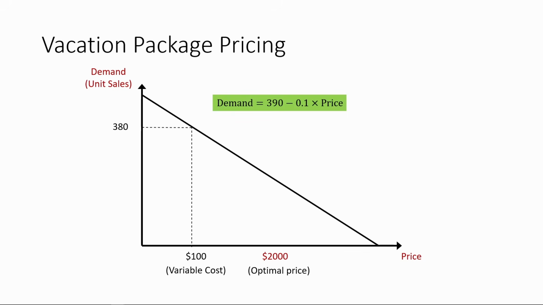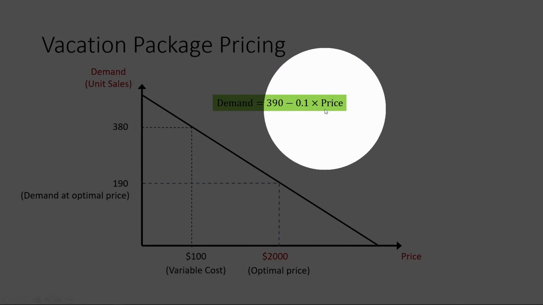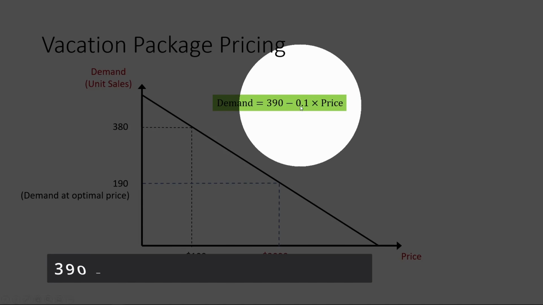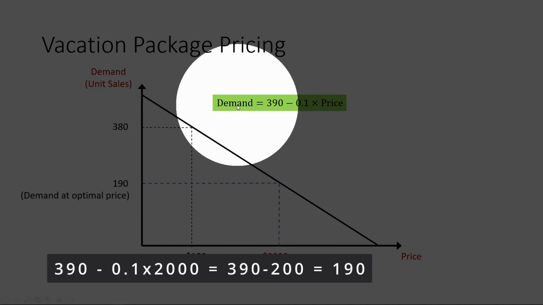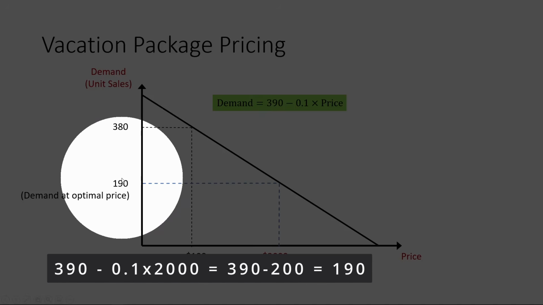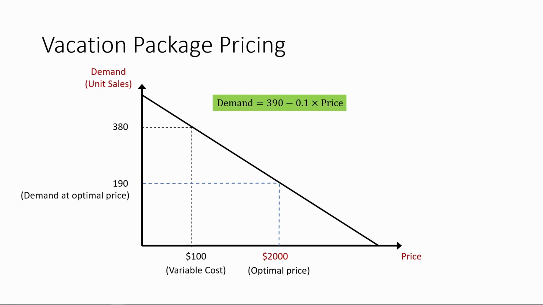Then we know that on the demand curve, we can find the corresponding relationship between a price and a demand. So at $2,000, the corresponding demand is basically 190. And that's the demand at the optimal price level. You can also plug in 2,000 here. It will be 390 minus 0.1 times 2,000. So that's 390 minus 200. That would give you a demand of 190. So now we have the optimal price, the variable cost, and we know the demand at the optimal price.